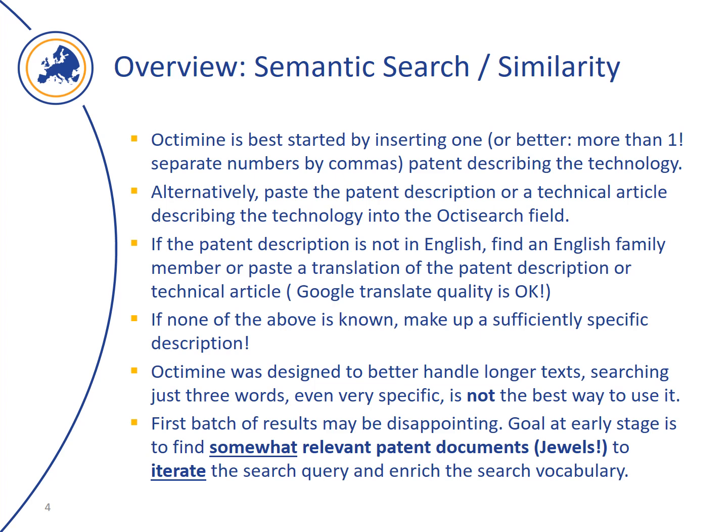A first batch of results may often be disappointing, but the goal at this early stage is that you have to find so-called jewels in the result list, so somewhat relevant patent documents, and then by using these patent numbers and inputting them, one can iterate the search query and enrich the search vocabulary.